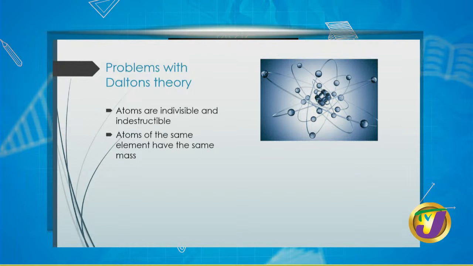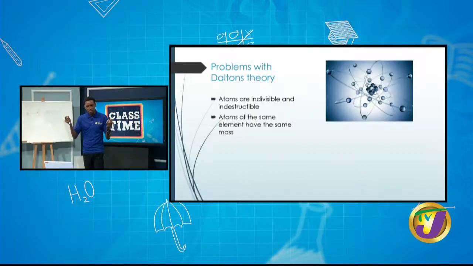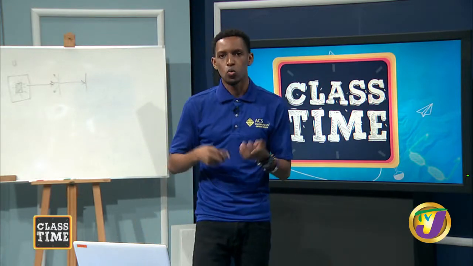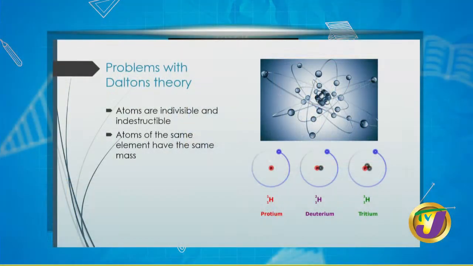He also stated that atoms of the same element have the same mass. What he means by this is that if you have the carbon in a pencil point versus the carbon in charcoal, they should be the same carbon, because it's carbon. It should have the same mass and it should have the same property. But this is not the case, because we now know that there is such a thing called isotopes.